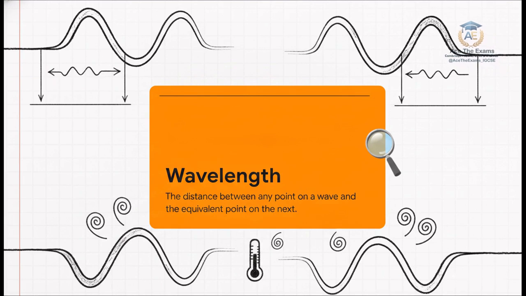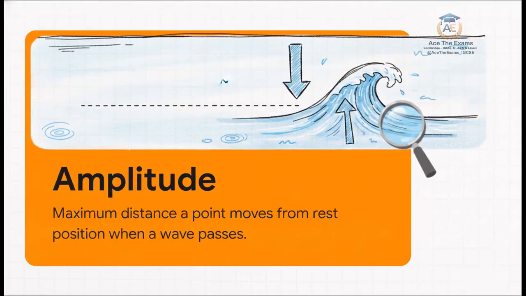Get this definition perfect, because close enough is not good enough for Cambridge examiners. Next is amplitude. Imagine the water in a pond when it's perfectly still and flat. That is the rest position. The amplitude is the maximum distance the water is displaced from that flat rest position when a wave actually passes through. It is essentially the height of the wave peak from the center line.